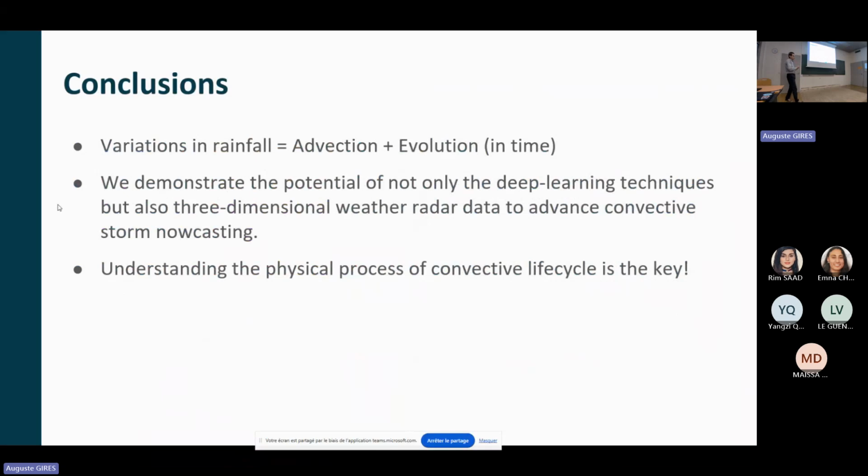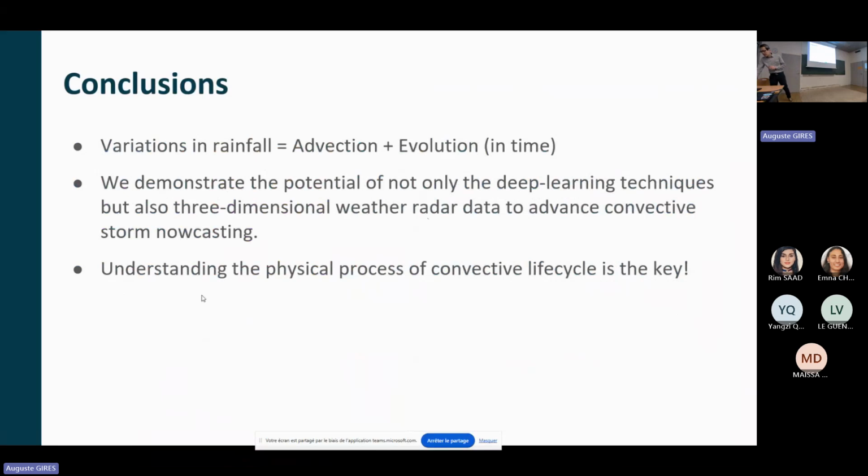Okay, so the key takeaway from this work is, again, accounting for the evolution of rainfall is really critical. It is key to improving the forecast skill of your model, and it's especially effective for convective storm nowcasting. Also we show that it's not only deep learning, there's also the advantage of using 3-dimensional radar data, because you gain additional information. And finally, it's important to understand the physical process of the convective life cycle. That can help you find a really useful indicator in this case.